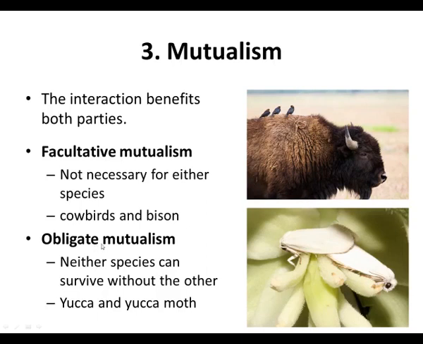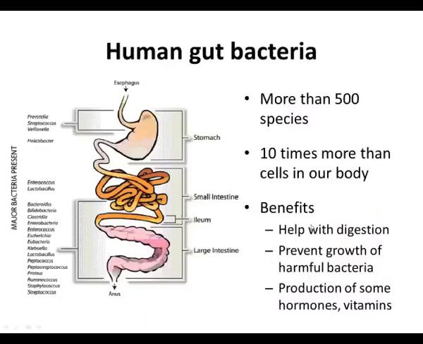But the other extreme would be obligate mutualism, where neither species can survive without each other. So in this case, the yucca plant and the yucca moth. Yucca moths are actually the only agent which pollinates these yucca plants. But at the same time, these yucca moths lay their eggs on the yucca plants, and that's the only host. So they both have to have each other for the existence of both species. Basically, they cannot live without each other, and that's obligate mutualism.